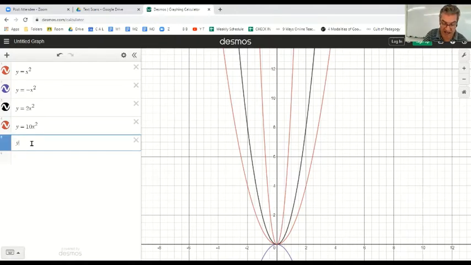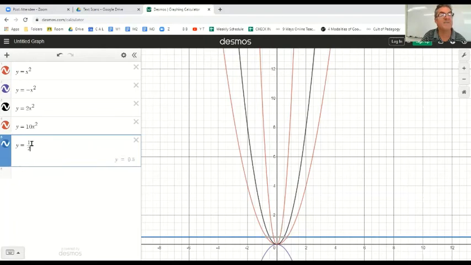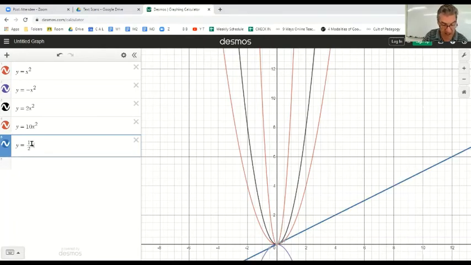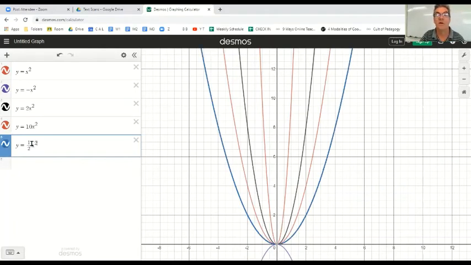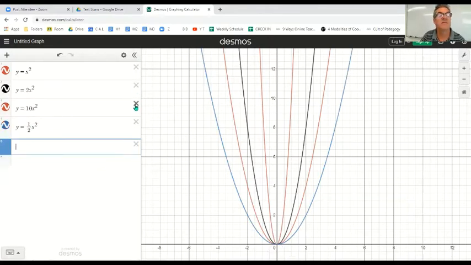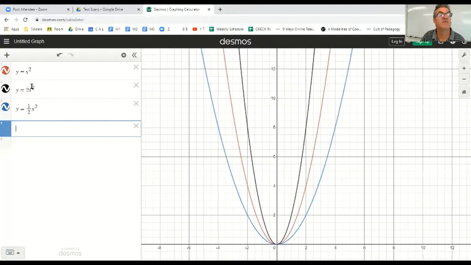So let's try another one. Let's try y equals 1/2 x squared. And I'm going to get rid of some of these other ones. Let's get rid of the negative. Let's get rid of the 10x squared. And let's just leave our x squared in there. Okay, so our kind of rust-colored one is the y equals x squared parabola. This new blue one is much wider. It's opening wider.